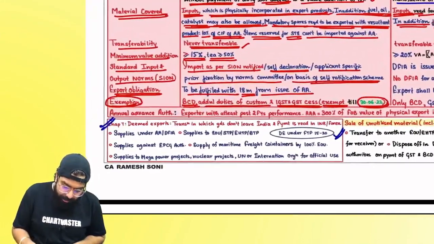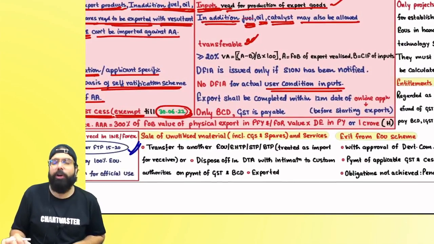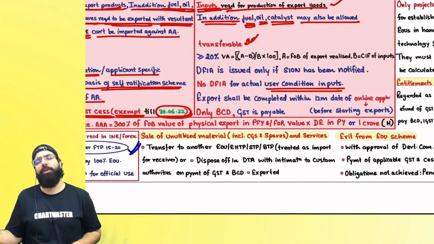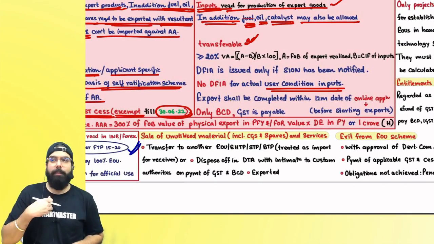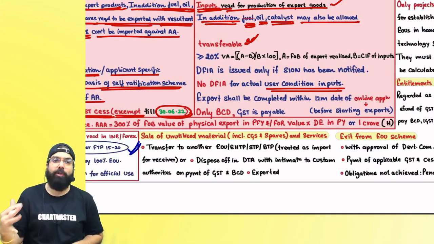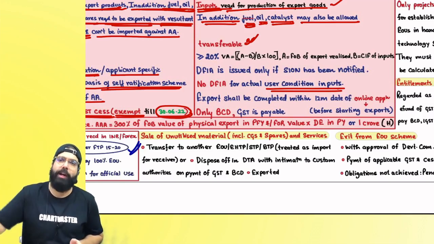But in this other one which I had gone ahead and taught you, advance authorization, my actual user condition is there. What is actual user condition? If it is given to me, only I can import. But in this DFIA, actual user condition is not there. Given to me, I can transfer it to someone else and he can go ahead and import.